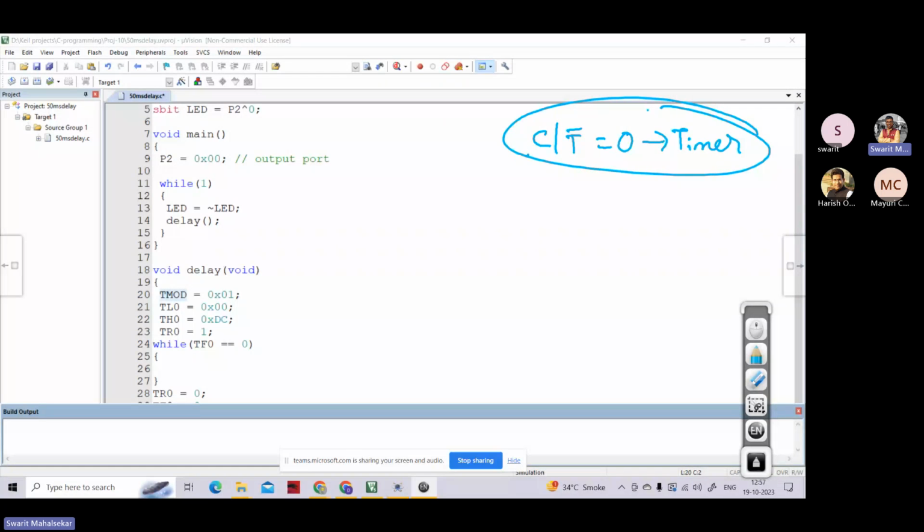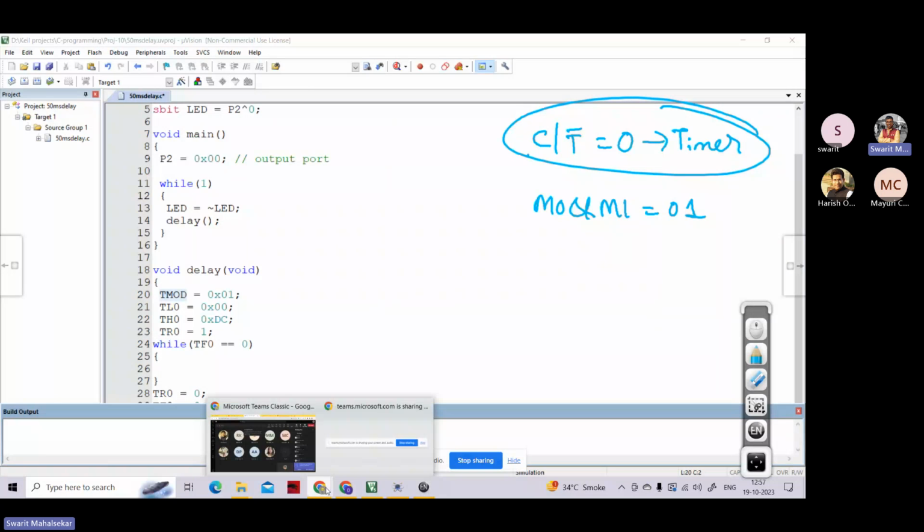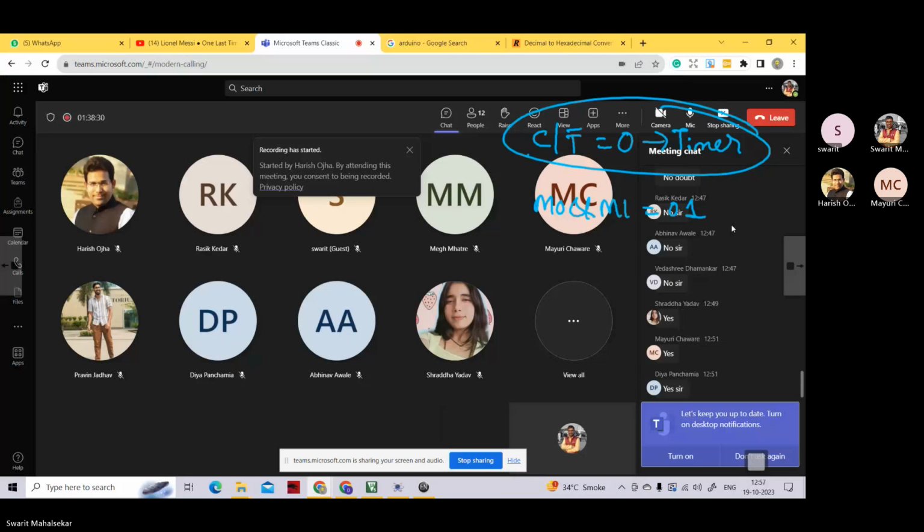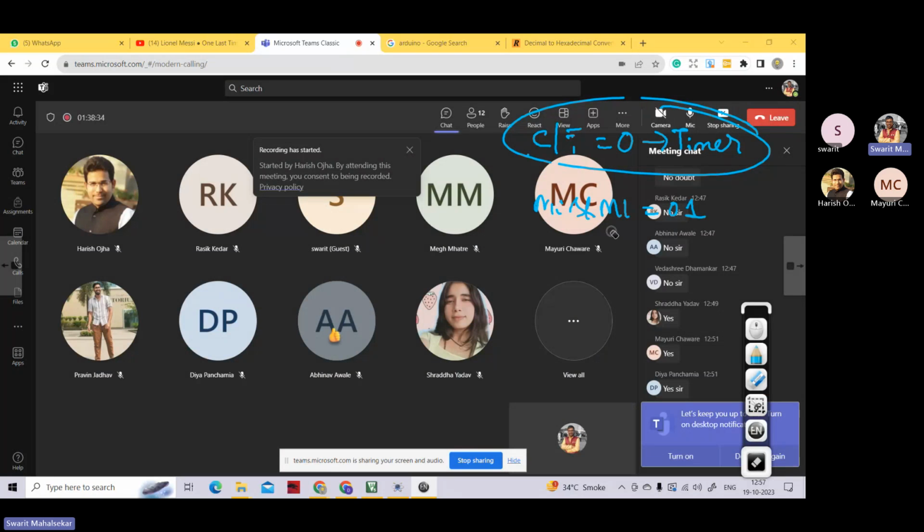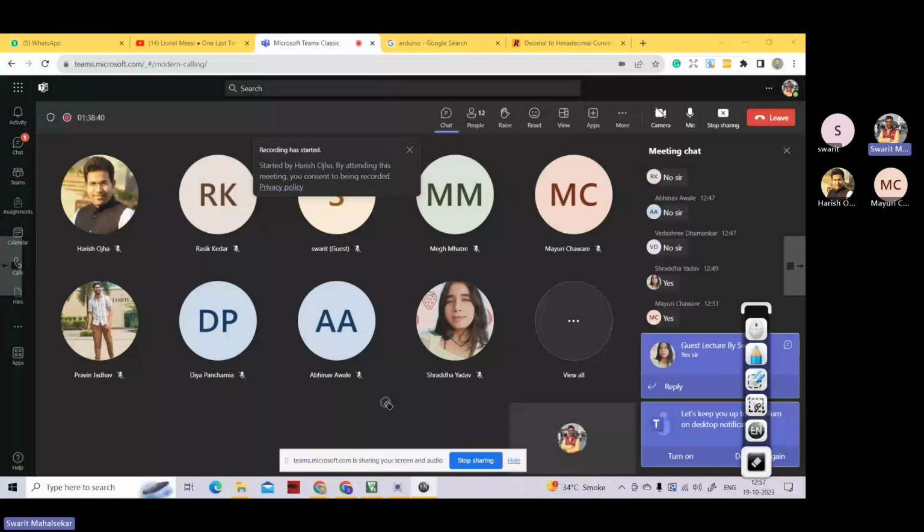M0 and M1 was 0, 1. That means we were focusing upon the mode 1. I hope this particular part is clear. I hope this is clear to you all guys. Just acknowledge me, guys. Is this part clear? Yes. Okay, great. So now let me proceed further.